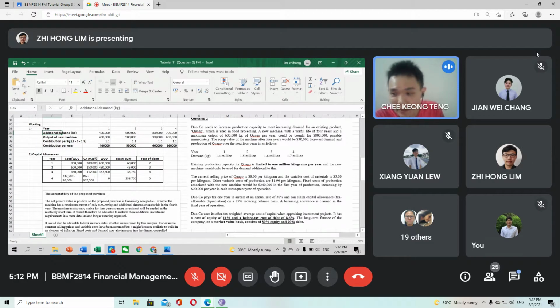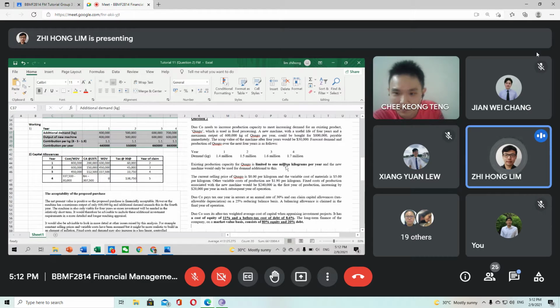Very good. So this one is based on what concept? Why don't you include 1.4? Only 400,000. Why only additional? Because I think this one is counted for buying the new machine. So actually from the beginning the company can already produce 1 million kilograms per year. Yep. So the additional is just all these need to minus 1 million, so it's just 0.4 million, which is very good.